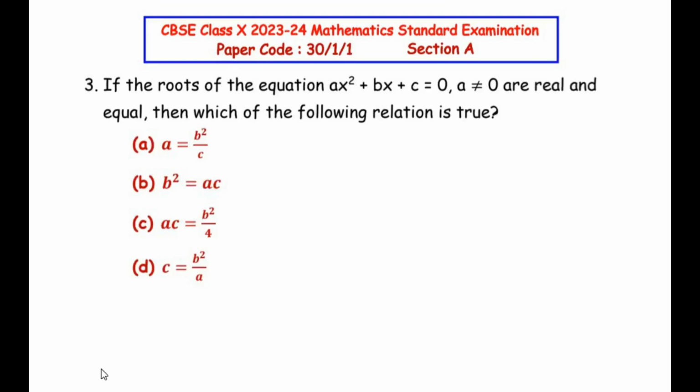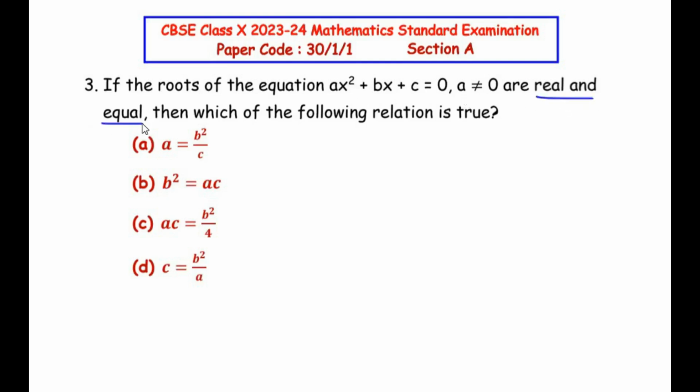Now the third question is from the quadratic equations chapter. If the roots of the equation ax square plus bx plus c is equal to 0 and a is not equal to 0 are real and equal, then which of the following relations is true? So we can see they have given 4 relations. And they have mentioned that for this quadratic equation, the roots are going to be real and equal.